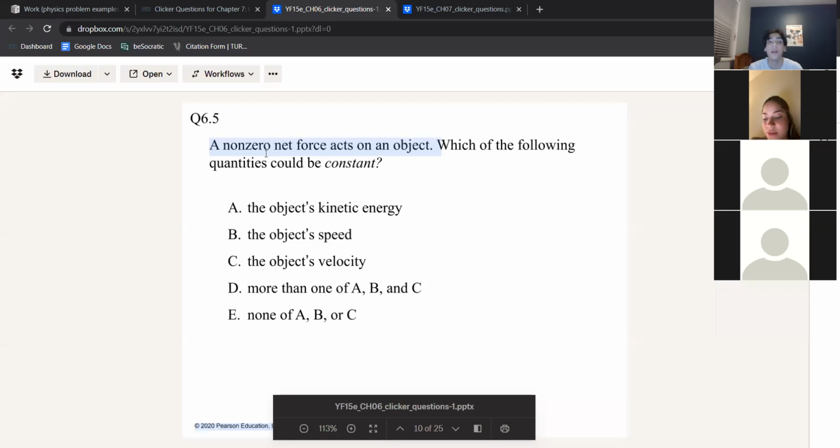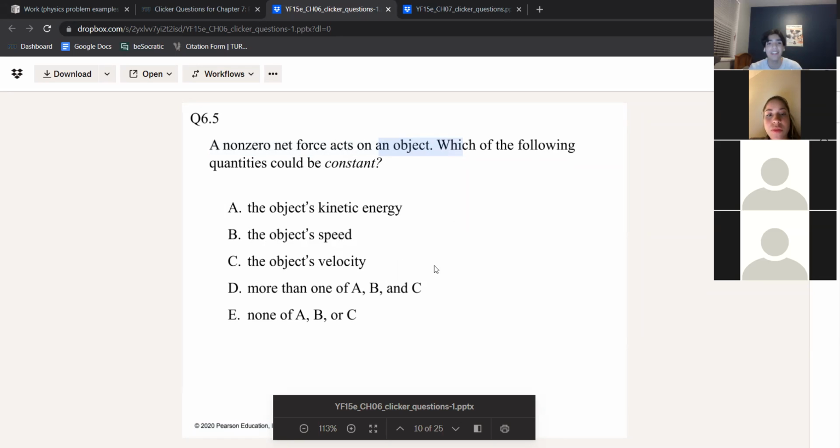All right. So now we're on one of our final examples for chapter 6. So 6.5 says a non-zero net force acts upon an object. Which of the following quantities should be constant? So if any actual force acts on an object, which quantities could be constant? Realistically, any of them, because the velocity won't particularly be changed. Because velocity and speed, first of all, are the same thing. So B and C have to be together.